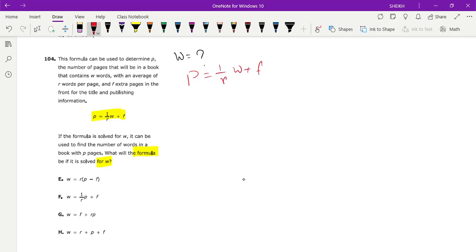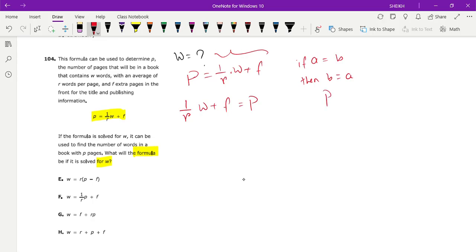Since we have to solve for w, I would like to keep the whole right side information on the left side, and I could switch the left side information to the right side. For example, if you have a equals b, then we could say that b equals a. It's the simple commutative property, nothing wrong. So if 1 over r, w plus f equals p, how do you solve for w?